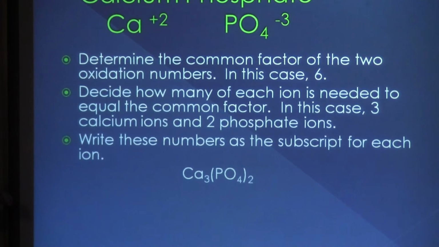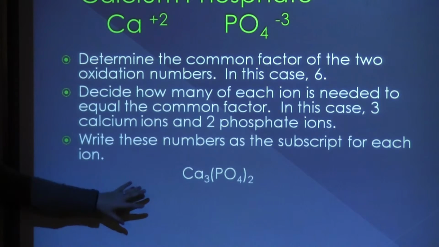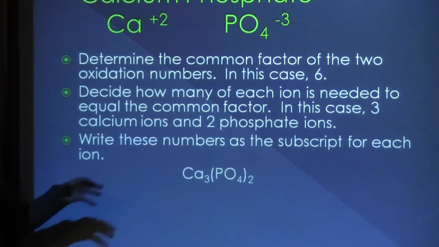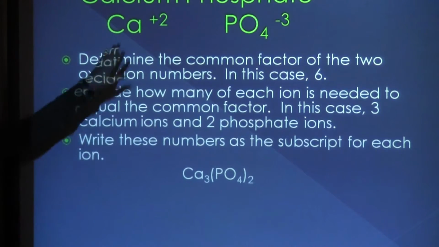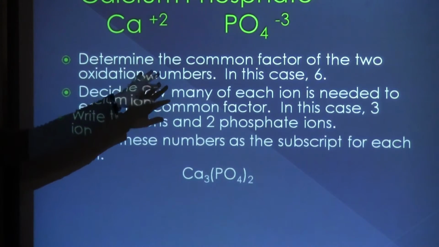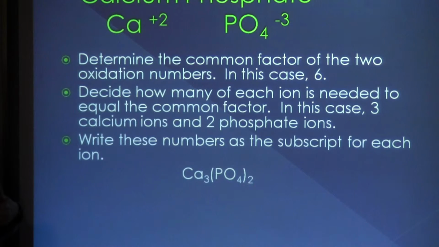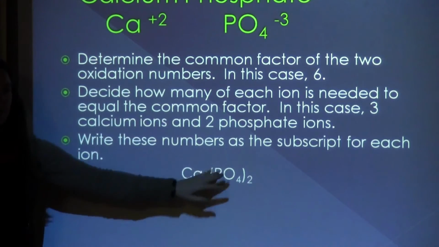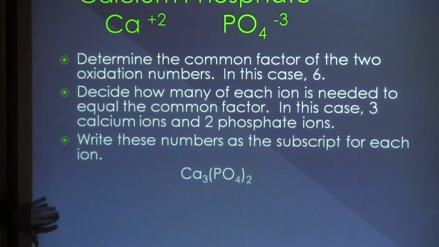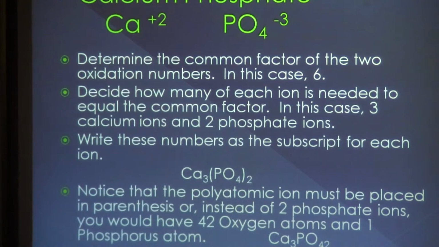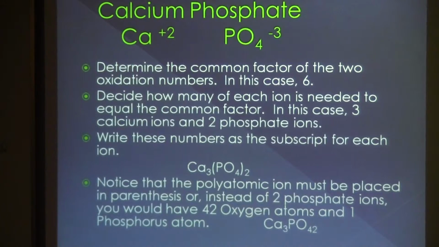Michaela? Where do the charges go? Once they combine together, they're not charged anymore because we don't need to show that they're charged. Okay. So the charges are just the information that we need in order to get that bonding piece, to know how many calcium and how many phosphate we need. It's a great question. Does that make sense though? And again, you can't put the 2 next to the 4 because then we'd have 42 oxygen. We don't want 42 oxygen.